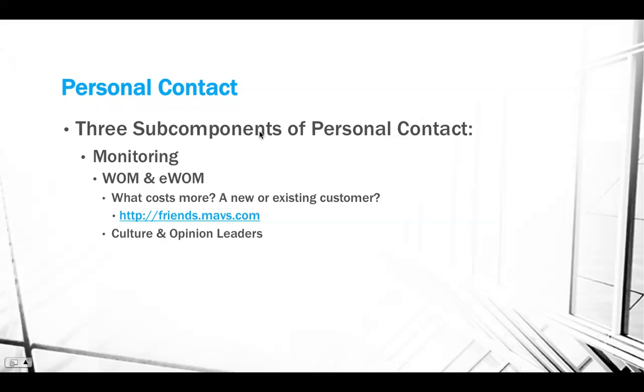Negative word of mouth, we can deter that by listening to what they have to say. But we also know that if we're not paying attention to them, we're going to have to be finding new customers. And so what costs more? A new customer or an existing customer? In other words, does it cost more to retain our clients or find new ones? The answer is it's more costly to a marketer to find new clients than it is existing. We don't have to go through the whole process again. And so word of mouth is a free way to increase sales.